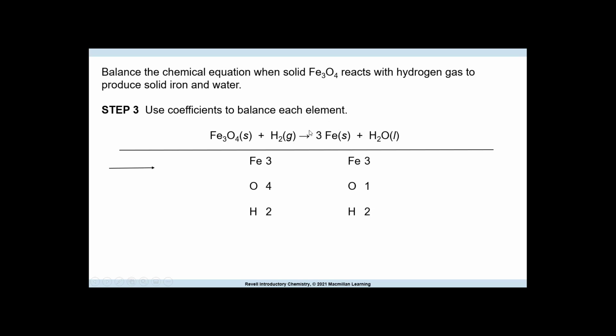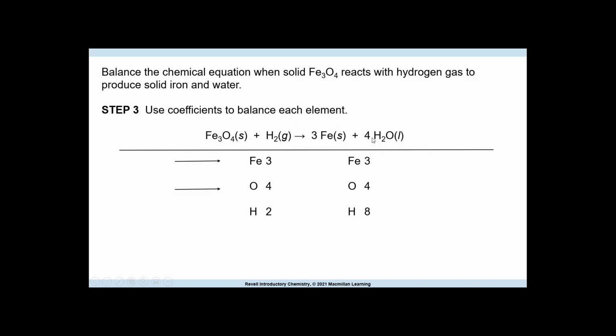Yes, this is lone, and I don't like doing lones. The problem is this is a metal, and I tend to do metals first because they don't have the problems that a diatomic does. That messes everything up, and that's when you have to do the fraction. So this is by itself, so 3. Now we're going to take care of oxygen.